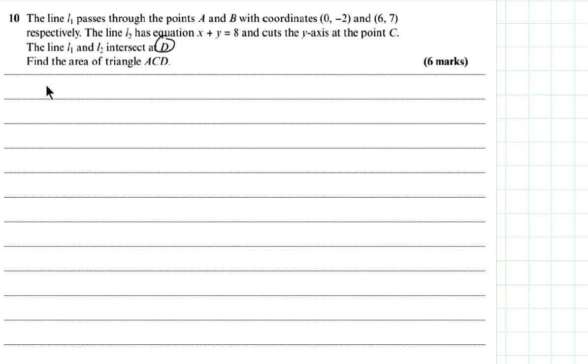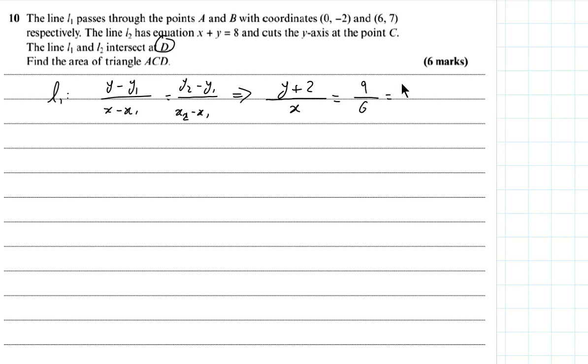Of course, first of all, we must get the coordinates of D, right? So we must get the equation of L1. For L1, according to this formula, (y + 2)/(x - 0) is equal to (7 - (-2))/(6 - 0), which is 9 divided by 6, which can be simplified to 3/2, and then we can write 3x = 2y + 4, or we can write 3x - 2y = 4.